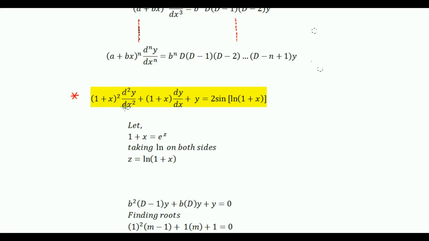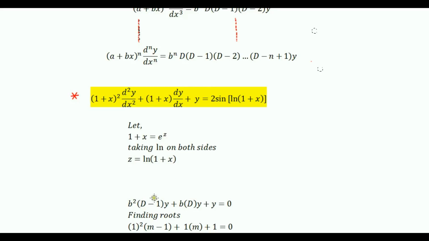So let's say this is my differential equation, and I'm going to solve this by the Legendre differential equation method. First of all, I will assume e to the power z is equal to 1 plus x. I will assume this term is equal to e to the power z, and by solving this, I'll get the value of z by taking ln on both sides. So the value of z will equal ln(1 plus x).